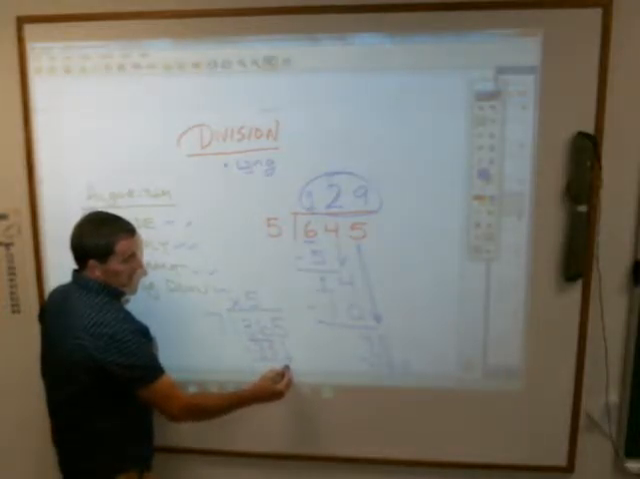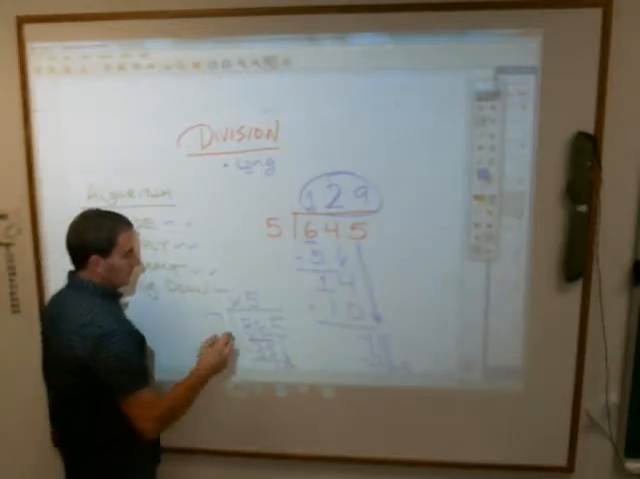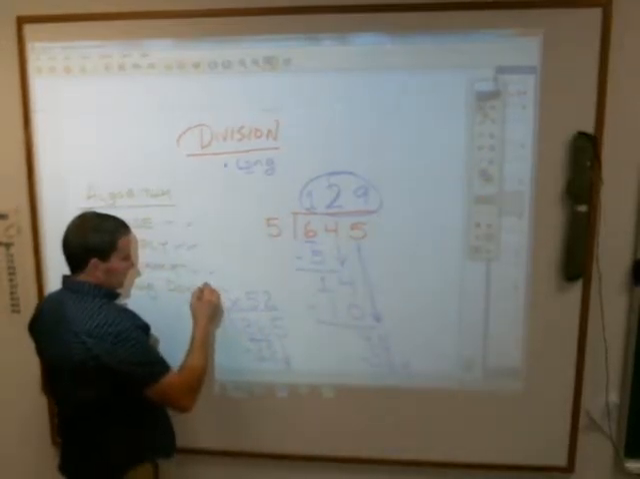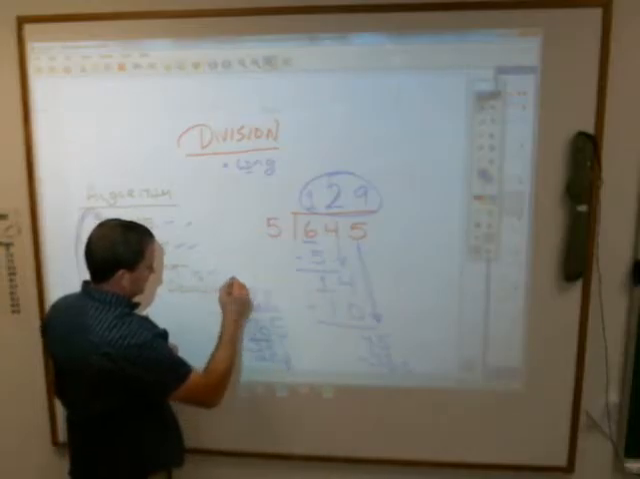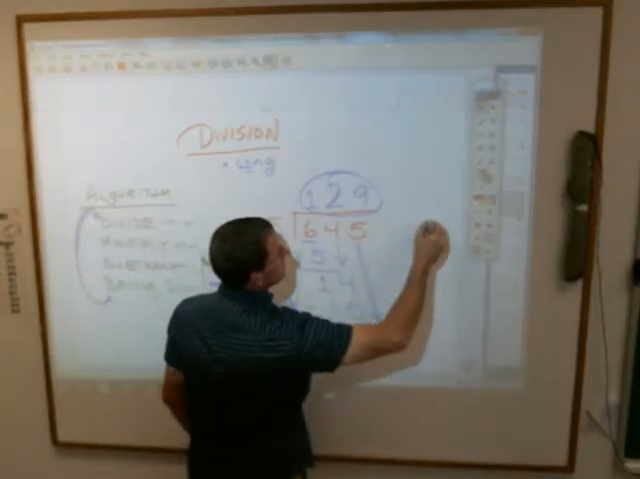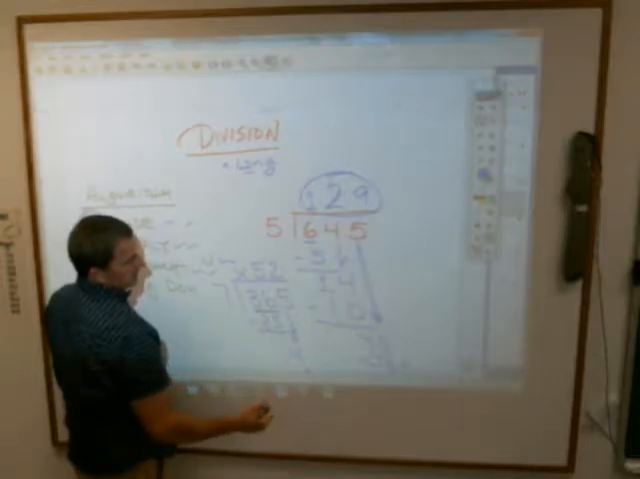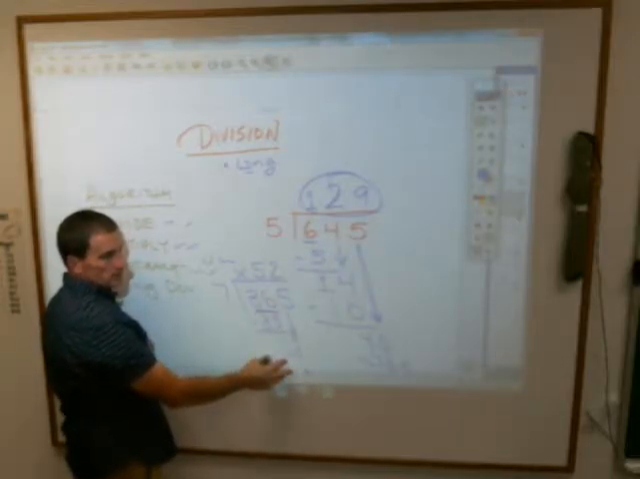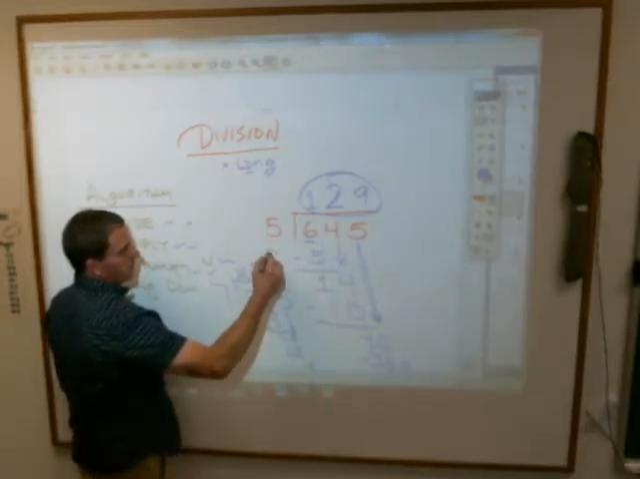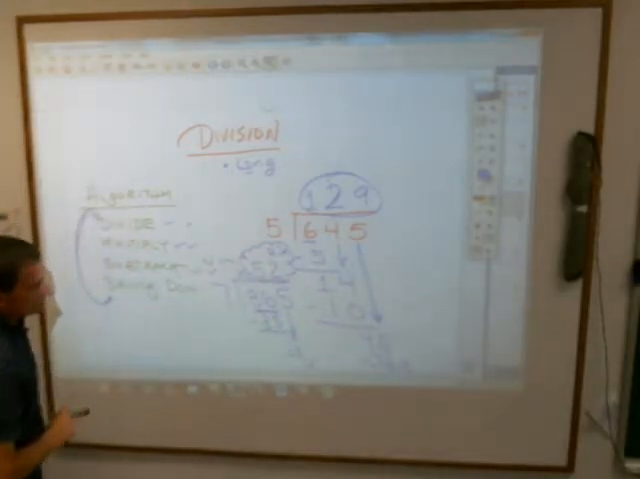Bring down the 5. How many times will 7 go into 15, Lauren? 2. 2 times 7 is 14. Now I don't have anything to bring down. I'm done with the division part of it. I have this leftover 1, and that's where a remainder of 1 would come up here, because it's 52 remainder of 1.